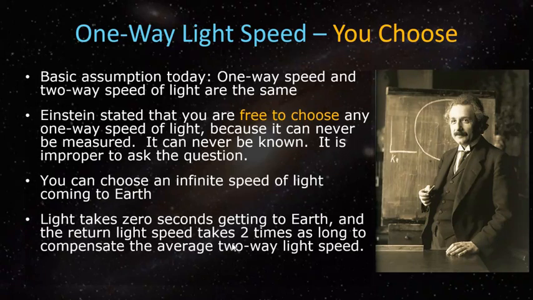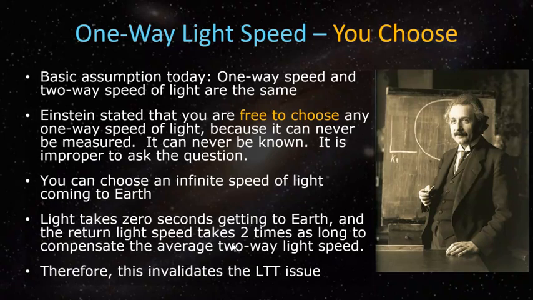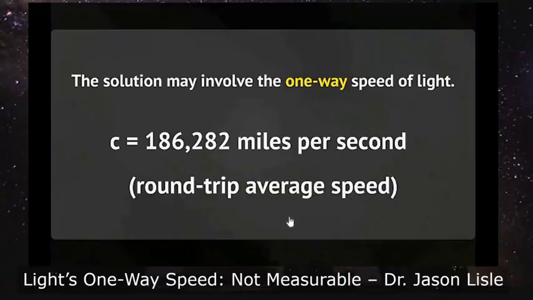So that means light takes 0 seconds getting to Earth as long as the return light speed takes twice as long to compensate for the average two-way light speed. See how that works? The two-way light speed has to take the normal time, but the one-way we could choose anything we want. Therefore, this invalidates the light time travel issue. And Dr. Jason Lyle, this goes about 7 minutes, he'll talk about this at length.